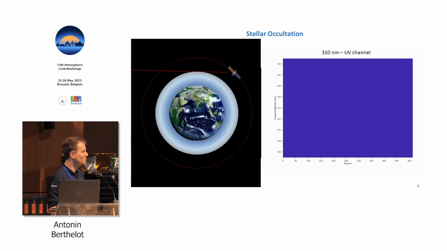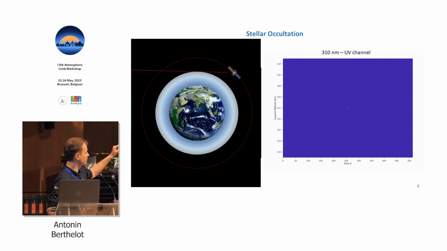This is the basic principle of a stellar occultation. Basically, you're looking at a star through the atmosphere, and as the satellite is moving, you see different layers of the atmosphere, and from this you can get profiles of different species. On the right side, you see what ALTIUS will actually give you at L1 level.